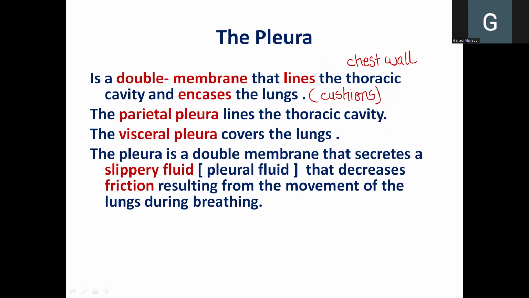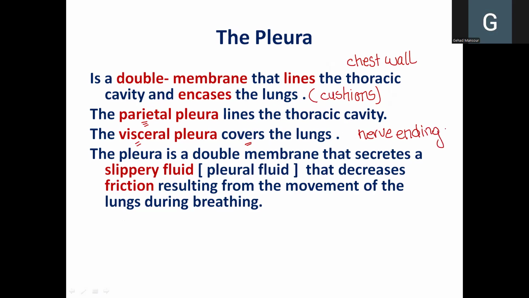That's why it's preferred to covers or encases. The layer of the pleura that lines the thoracic cavity is called the parietal pleura. The layer that covers or cushions the lungs is called the visceral pleura. They're both smooth layers. They're both made of very smooth connective tissue. They both contain blood vessels and lymphatics. And of course, we forgot to say something very important, that they contain nerve endings, sensory nerve endings.